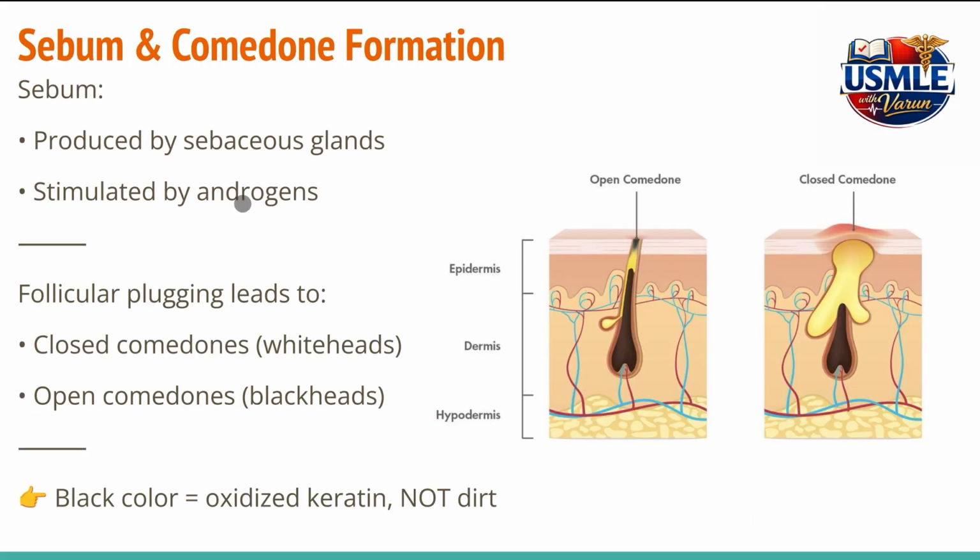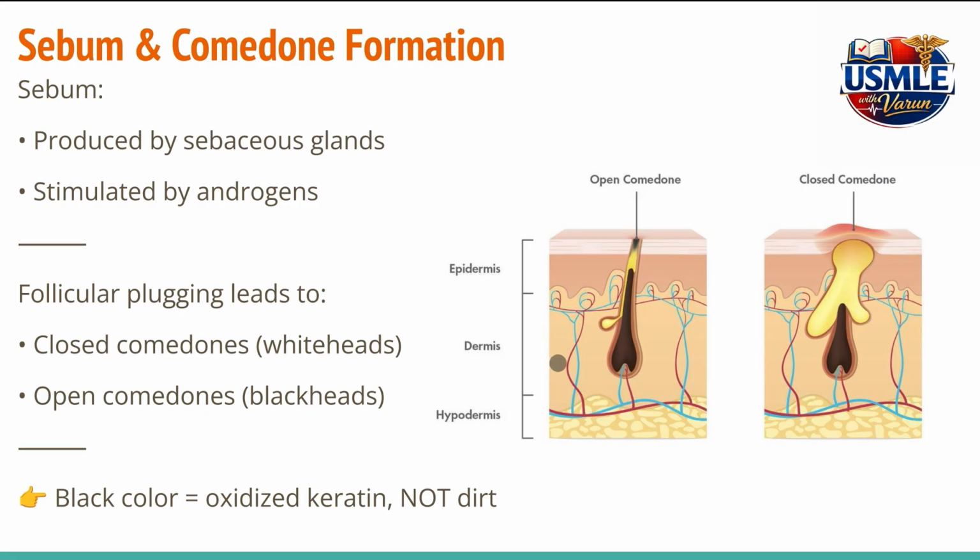Now let's zoom into what actually forms the earliest acne lesion, the comedone. Sebum is the oily substance that is produced by the sebaceous glands. It normally helps lubricate and protect the skin. But when it is overproduced, especially under the influence of androgens, it starts accumulating inside the follicle. At the same time, because of abnormal keratinization, the dead skin cells don't shed properly and they just accumulate, forming debris. And this keratin debris, along with the excess oil, forms a plug.